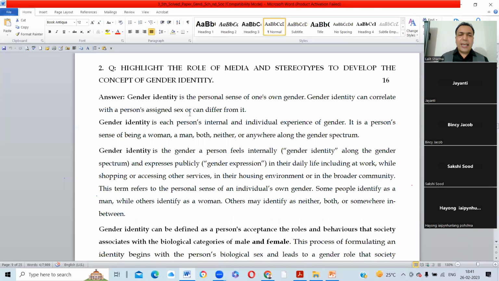Okay, now we discuss the question: highlight the role of media and stereotypes to develop the concept of gender identity, right? So first, guys, what we have to understand is the meaning of gender identity. What is gender identity? Then we discuss how the media and the stereotypes, the kinds of ideas and notions we make in our mind, the misconceptions, you can say, that we make. We have to remove these things, right, guys?